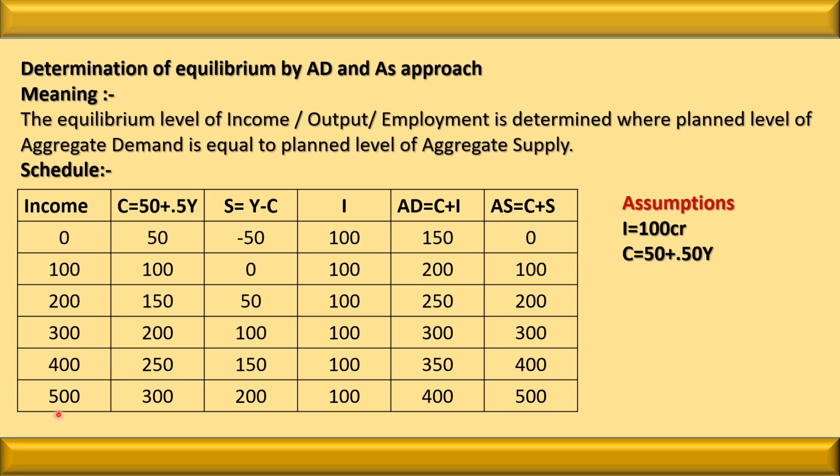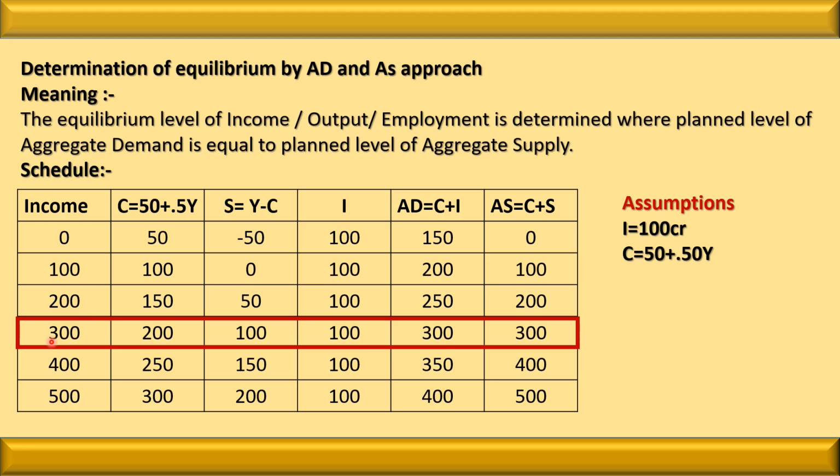As I told you, the market will attain equilibrium when the aggregate demand becomes equal to aggregate supply. We can say that aggregate demand and aggregate supply are equal when aggregate demand is 300 crore and the aggregate supply is also 300 crore. And that is possible when the income is 300. So the equilibrium or full employment level will be attained when the income is 300, because at that income, aggregate demand is equal to aggregate supply.